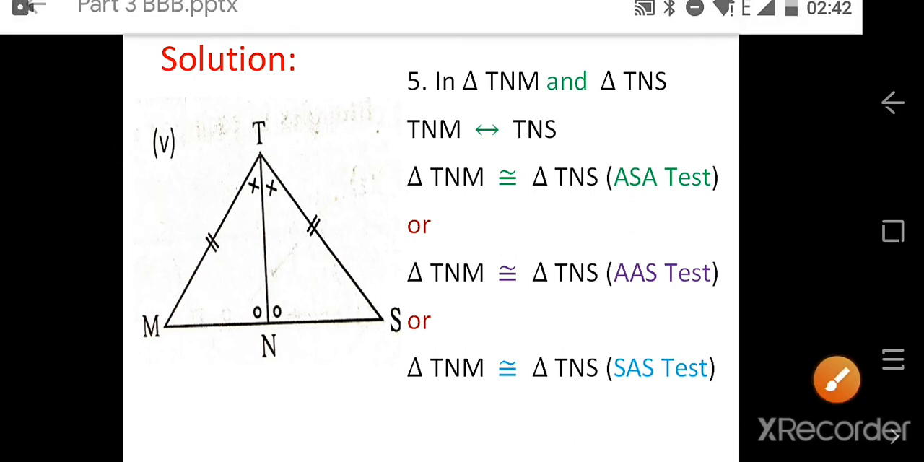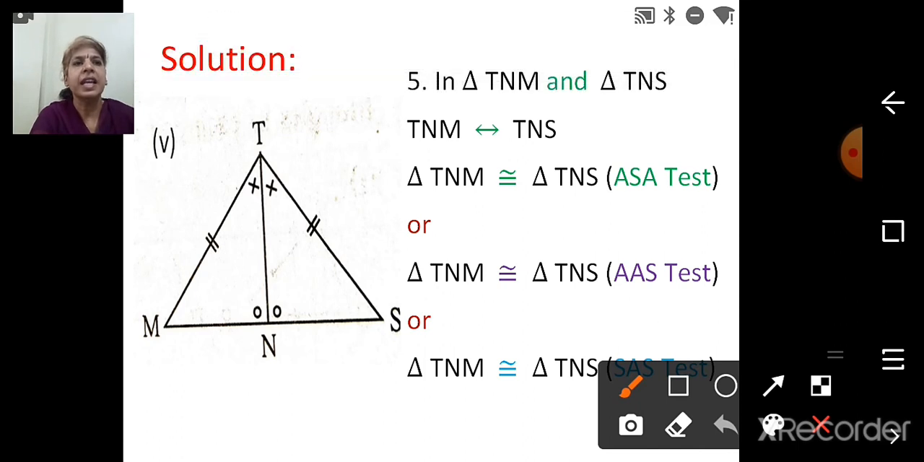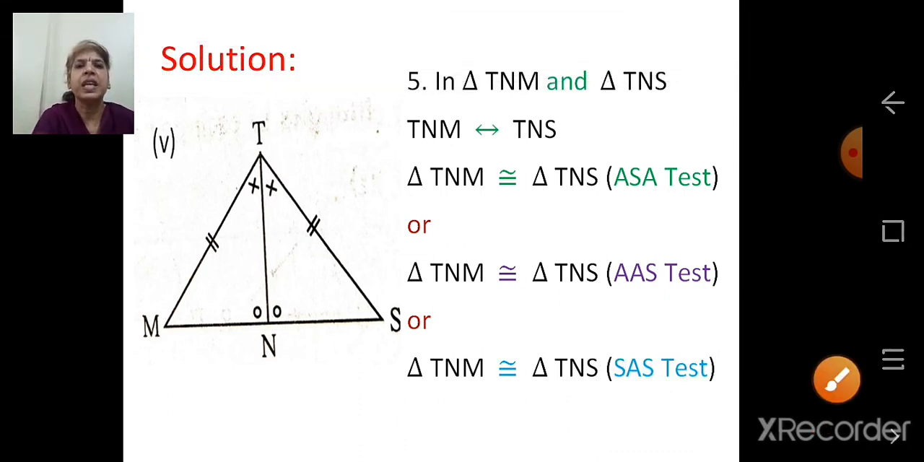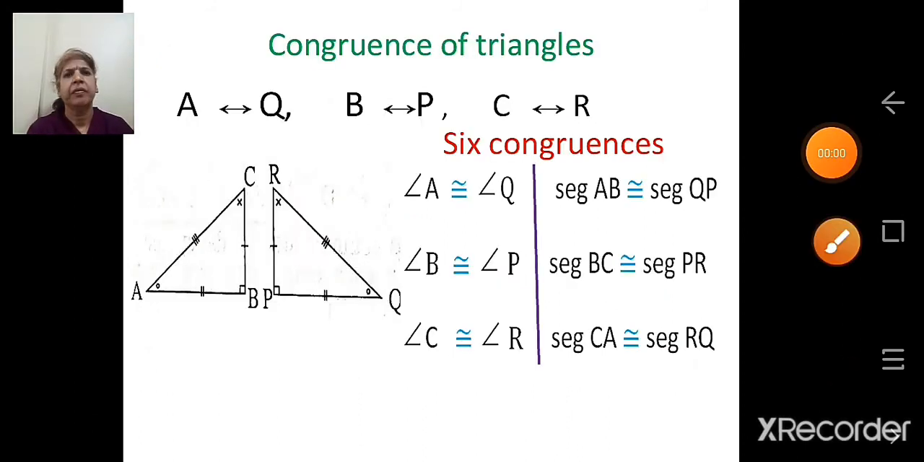In triangles TNM and TNS, we write the correspondence: TNM corresponds to TNS. Triangle TNM is congruent to triangle TNS by ASA test, or triangle TNM is congruent to triangle TNS by AAS test, and the third one is triangle TNM congruent to triangle TNS by SAS test. So depending on the question, you will be writing. Now we will study the remaining congruent parts. Let's see what these remaining congruent parts are.